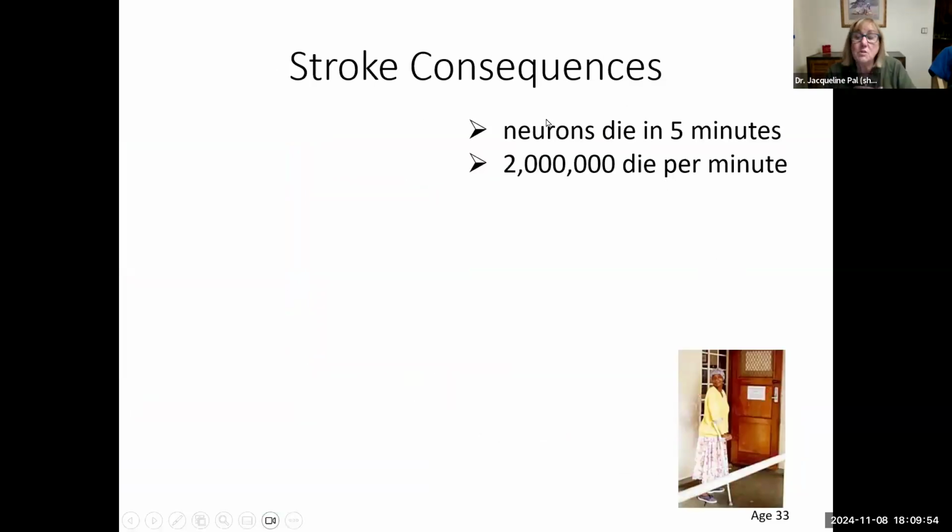As opposed to heart muscle taking 20 minutes to die, neurons start dying in 5 minutes, and about 2 million will die every minute. And I put a picture here of a 33-year-old that had a stroke to remind you, you can have strokes at young ages. It's not just grandma, especially if you have untreated high blood pressure. Number one cause of having a stroke.